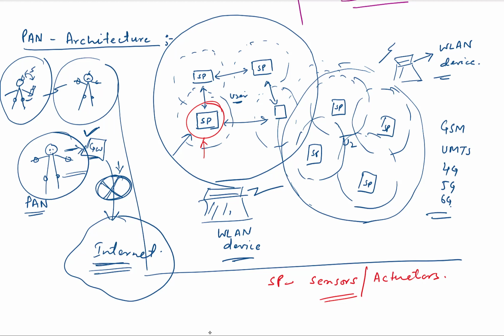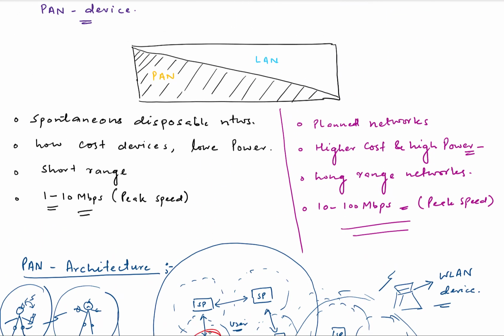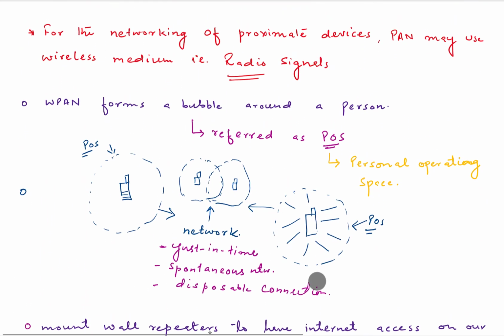So this is about the architecture of PAN and the properties of PAN, and how it is different from LAN. Basically PAN is a part of LAN, but both have complementary properties. Fine, so we will stop here.